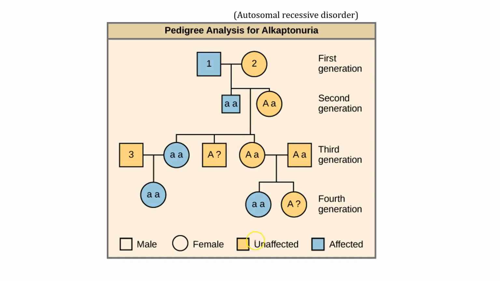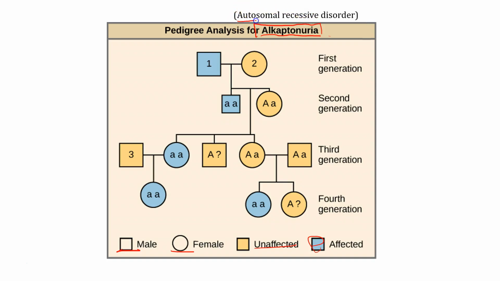Basically, the squares represent males, and the circles represent females. Also, blue means that the individual is affected, and this yellowish brownish color means unaffected. Specifically, this is an analysis for a disorder called alkaptonuria. I'm not too familiar with this disorder, but it is autosomal recessive, meaning it takes two recessive alleles in order for the individual to have that disorder.